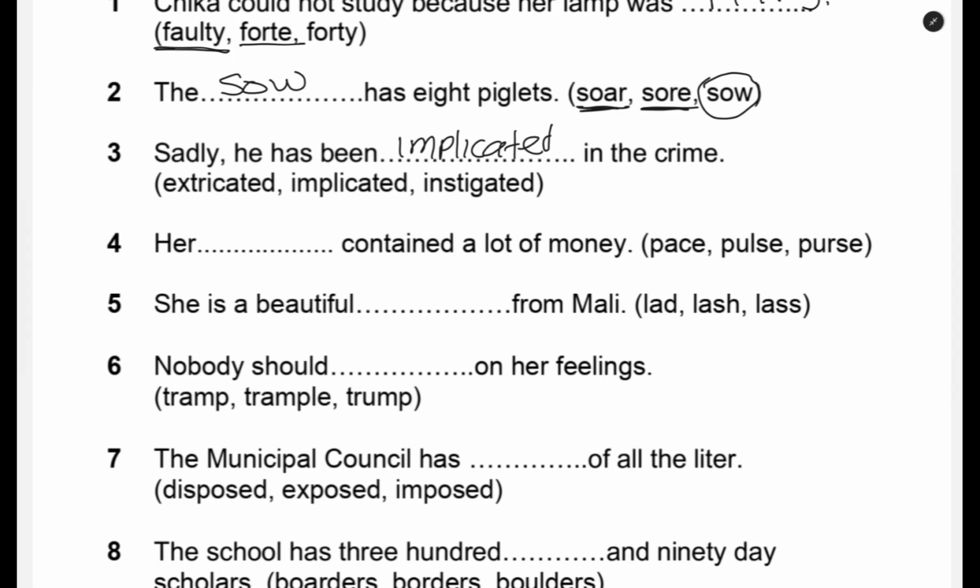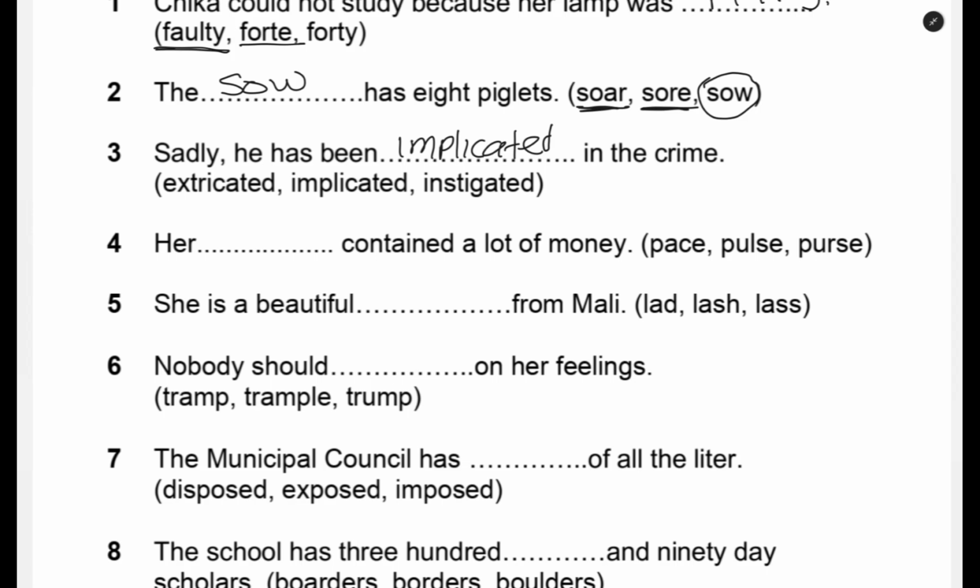Question number 4 says, a dash contained a lot of money. All the 3 words sound like pace. We have pace, then we have pause, we have pace again. So which one is the correct one? The first pace simply means the rate. At what pace are you doing your homework? At what rate? How fast or how slow? That is the interpretation of the word pace. So I don't think this one qualifies to be the correct one in this context.